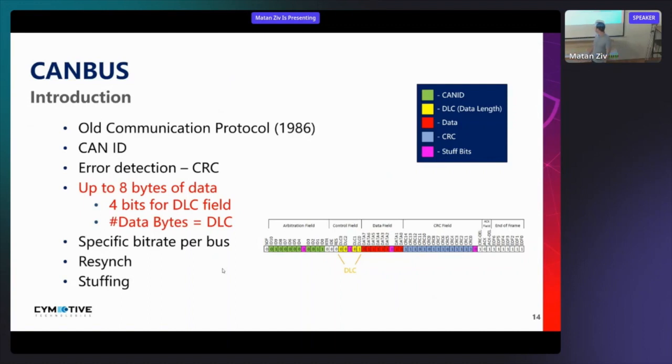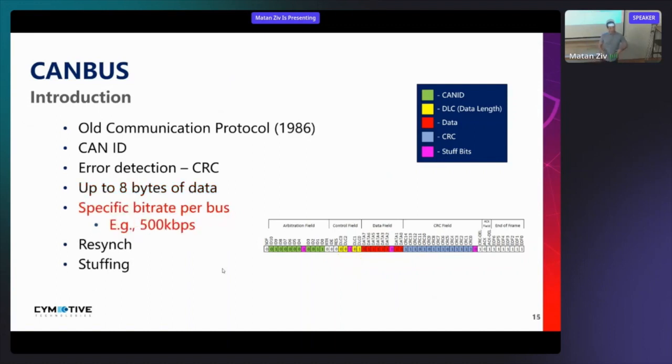There is a field called the DLC, which is the data length field, and will contain the value of 0 until 8. Any value higher than 8 will be handled as 8 bytes. When using a specific bus, all components know beforehand what the bitrate is that is being used. So for example, a bus can use the bitrate of 500 kilobits per second.